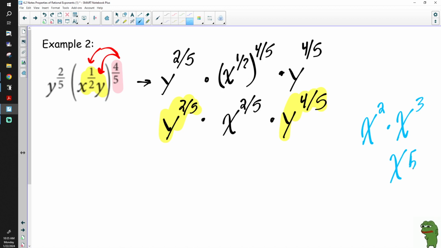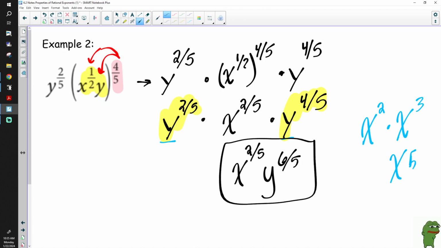The exponents, yes, because they both have a base of y, we can add them together. X is a loser, no friends, doesn't get to add with anything. It is what it is. Some of you are X's, you know. I'm a Y. Yes, you should get 6/5. X squared, drop him down. He wishes he could be part of the party, but he ain't. Done. Perfect answer. You did it.